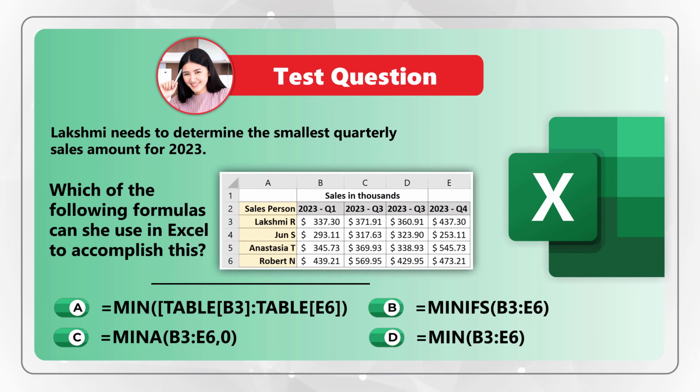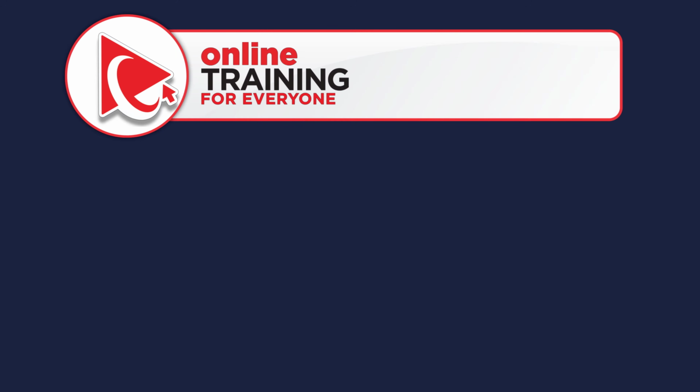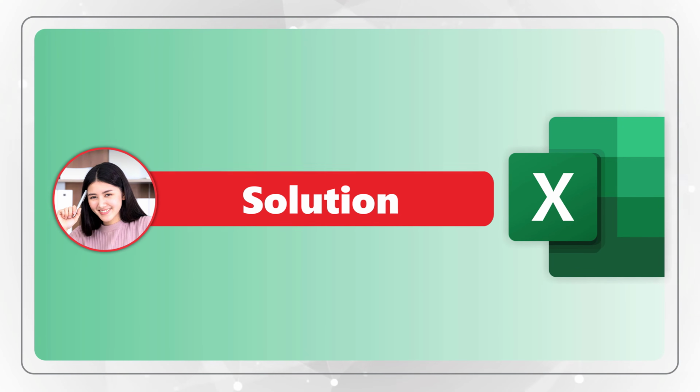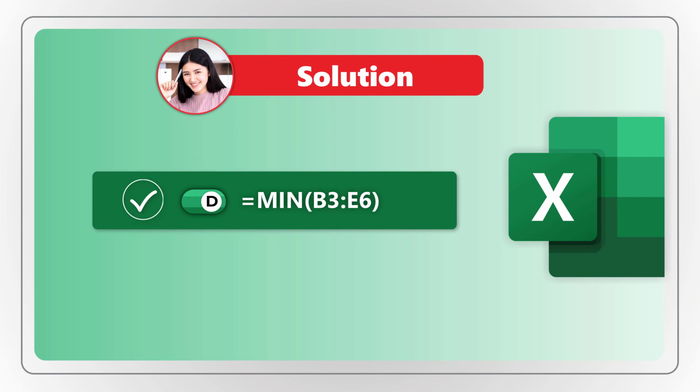Take a close look, maybe pause this video to see if you can come up with the solution. On my end, I'm going to jump to Microsoft Excel to share with you my version, and obviously if you have a better way to solve it, please make sure to post in comments. I believe the correct answer here is choice D, using MIN function and then in parentheses supplying argument B3 through E6.